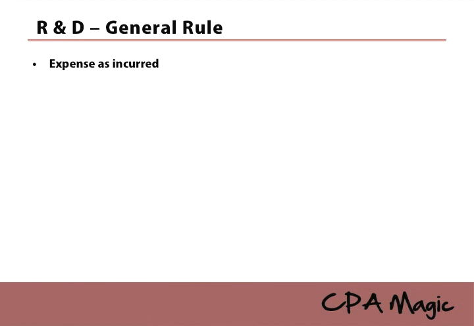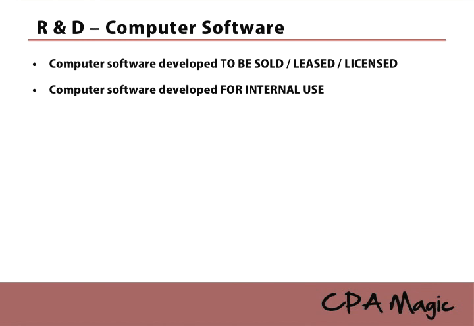The biggest one by far is computer software costs. Costs related to the research and development of computer software. And there's two kinds. There's computer software developed to be sold, leased, or licensed. So you're talking about something like Microsoft Excel. Microsoft is developing the new version of Microsoft Excel for the explicit purpose of selling the product or licensing it to universities or things like that.